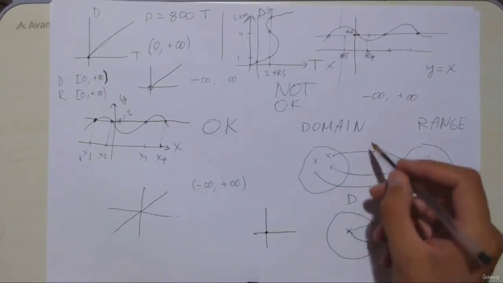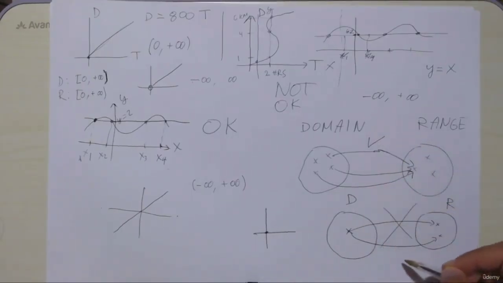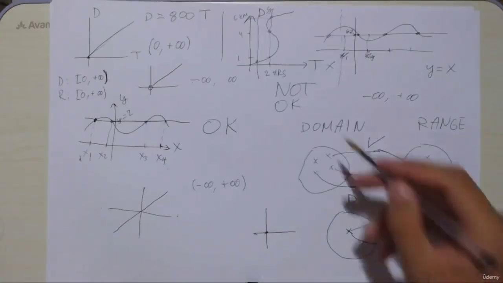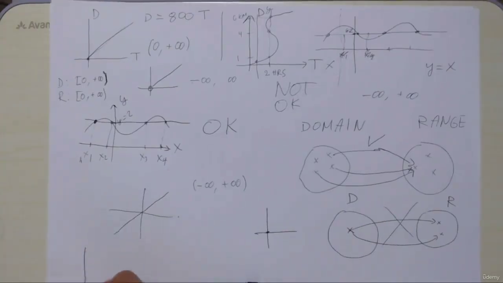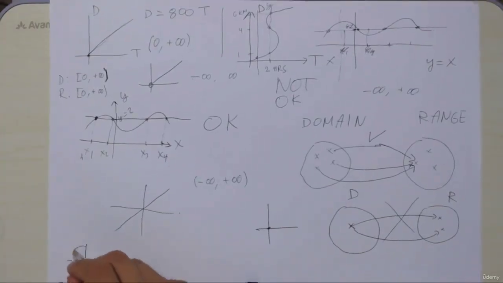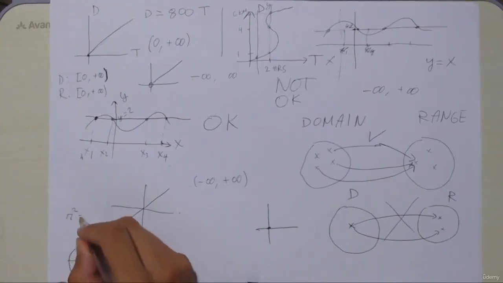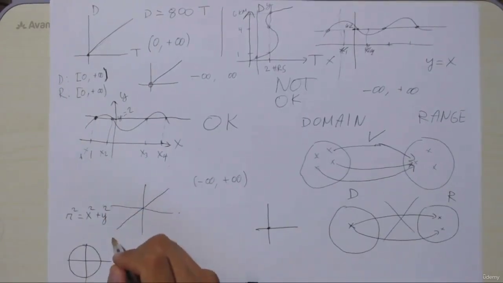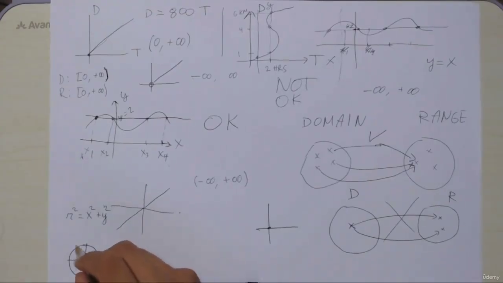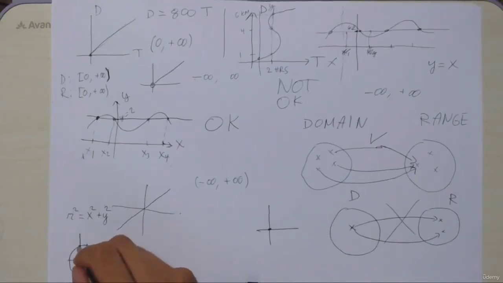So this would be a function, this would not be a function, because this picture would represent something like this. Or in fact, you probably all remember that there is a circle function. So a circle is represented as radius squared equals x squared plus y squared. Even though you can represent it like that graphically, it's not a function, because if you apply the vertical line test, you can see that it cuts the graph in two places, which means that it's not a function.